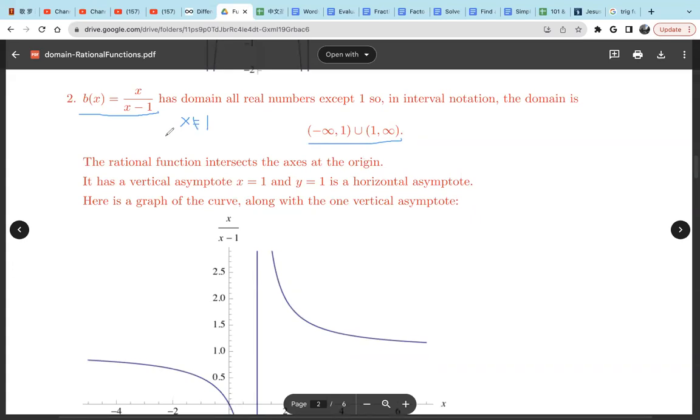Well, where does the function intersect? So what's the x-intercept? X-intercept means y equals 0, right? If the function value is 0, that means the numerator is 0. So 0, 0. The origin is called 0, 0. It's 0 for x value, it's 0 for y value. Well, if the origin is the x-intercept, it's also the y-intercept. So it's both.